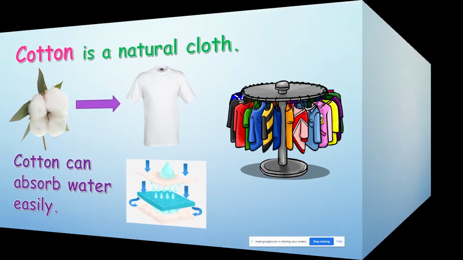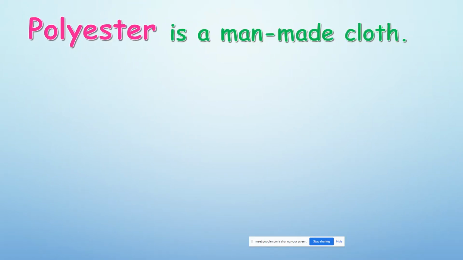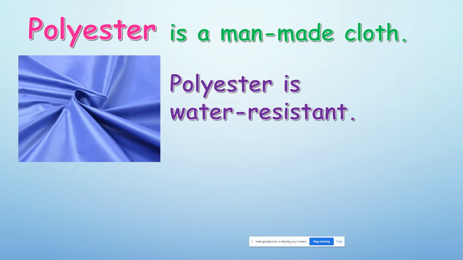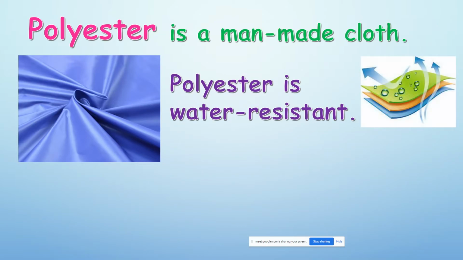Okay. Next, how about polyester? Polyester is a man-made cloth. Okay, it's not made of cotton. It's not from trees. People only made them. Yes. Polyester is water resistant. What do we mean by water resistant? It does not absorb water. It does not get water. It repels water.